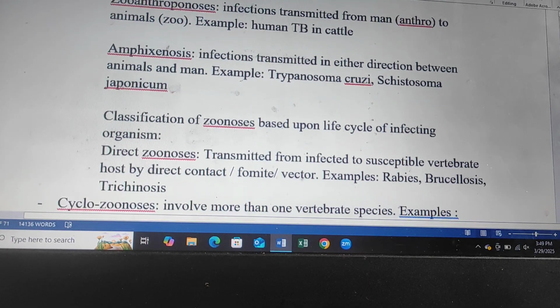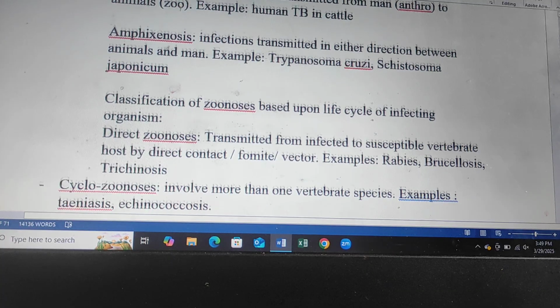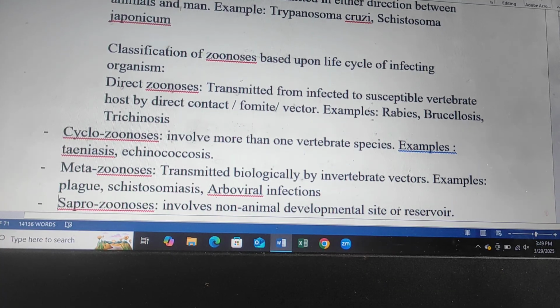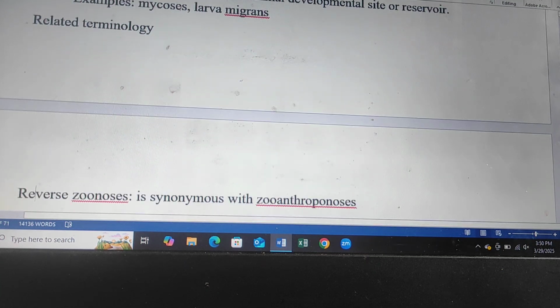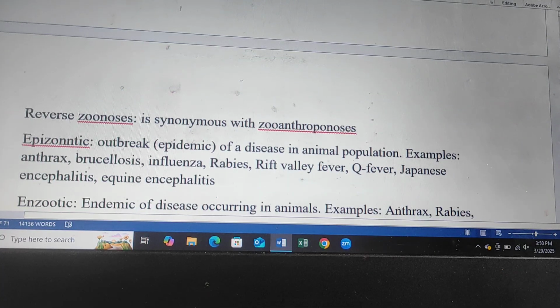Classification of zoonosis based on life cycle of infecting organism. Direct zoonosis: transmitted from infected to susceptible vertebrate by direct contact, fomite or vector. Examples: rabies, brucellosis, trichinosis. Cyclozoonosis involves more than one vertebrate species. Examples: taeniasis, echinococcosis. Metazoonosis: transmitted biologically by an invertebrate vector. Examples: plague, schistosomiasis, arboviral infection. Saprozoonosis involves a non-animal development site or reservoir. Examples: mycosis, larva migrans.